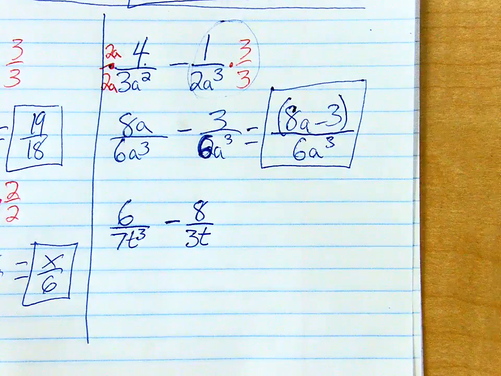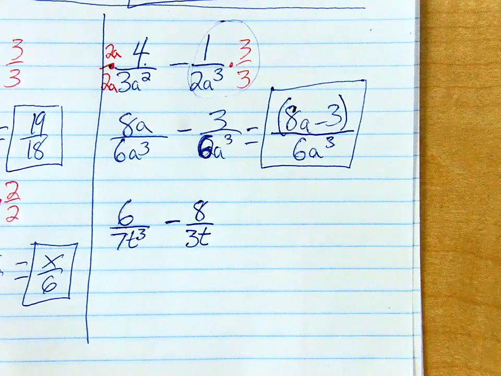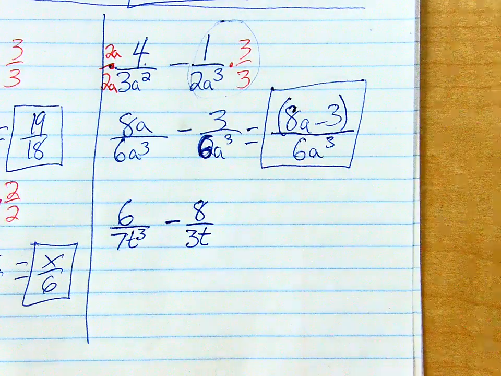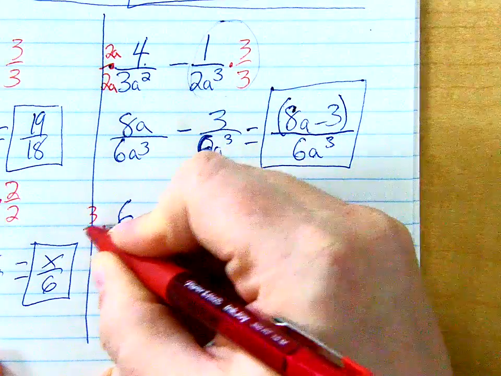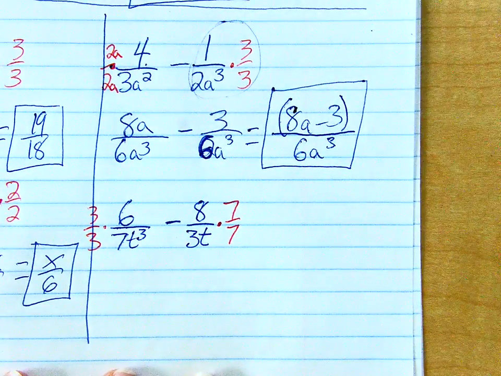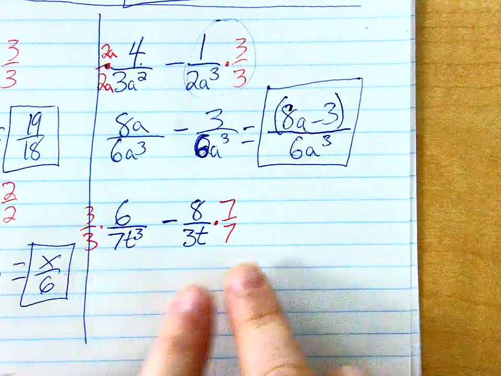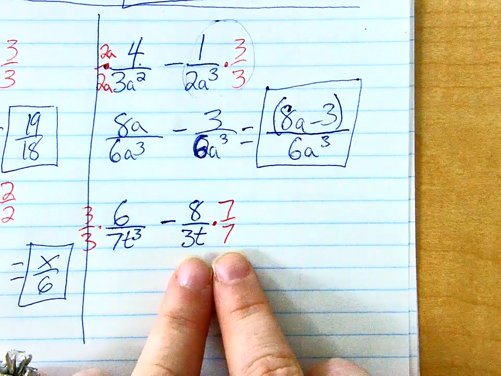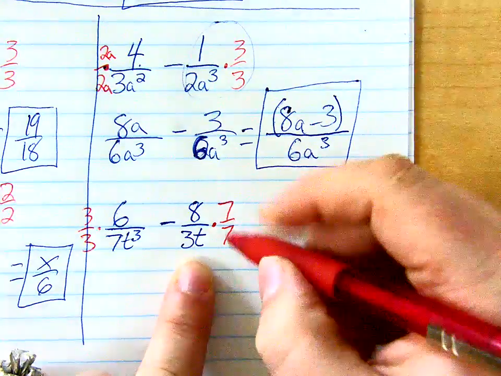Okay, let's start with the numbers. How am I going to get 7 and 3 the same? What's the common denominator of just 7 and 3? 21, right? In this case, I'm going to have to multiply them each by each other. So I'm going to multiply this one by 3 over 3 and this one by 7 over 7. If I were to stop now, this denominator would be 21t to the third, while this one's just 21t. So this one needs to also be multiplied by t squared over t squared.